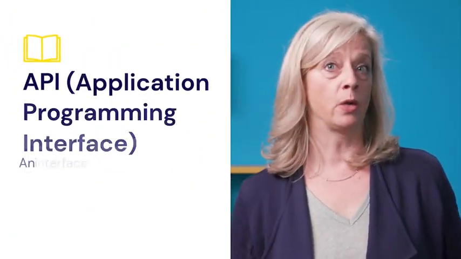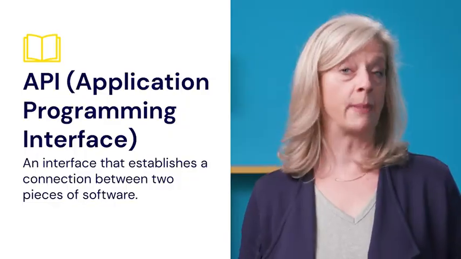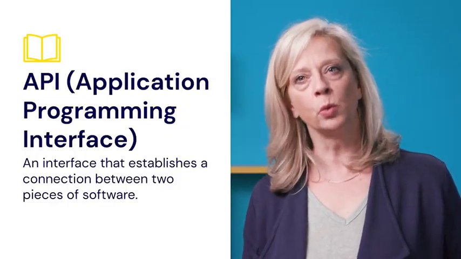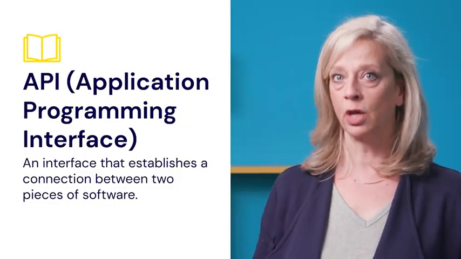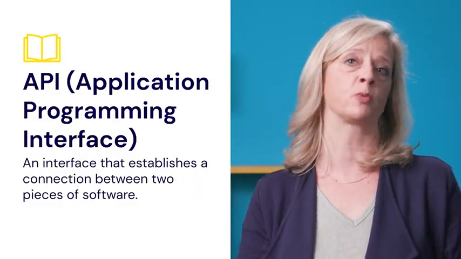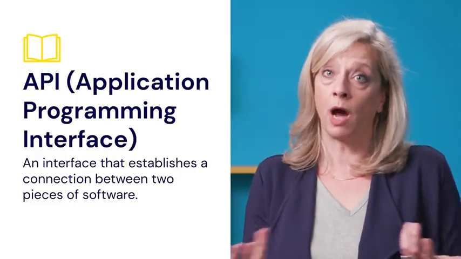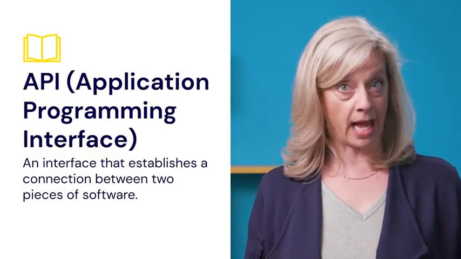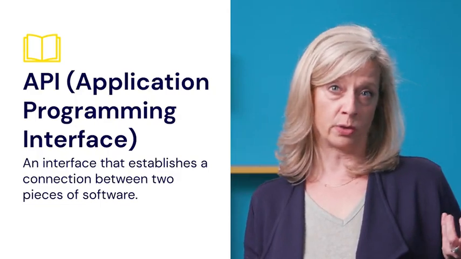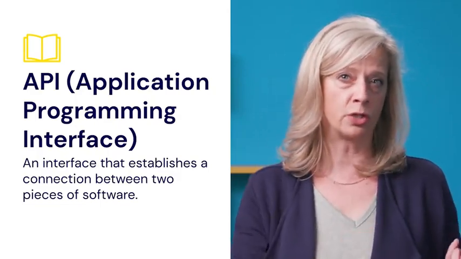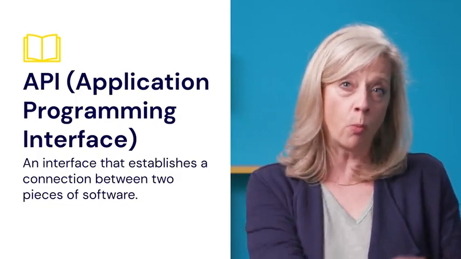An API, or an application programming interface, is a tool that establishes a connection between two pieces of software. An API allows two applications to talk to each other. The API is a little bit like a courier who transports information, requests, and so on from one system to another.